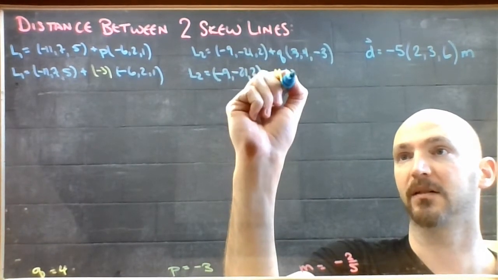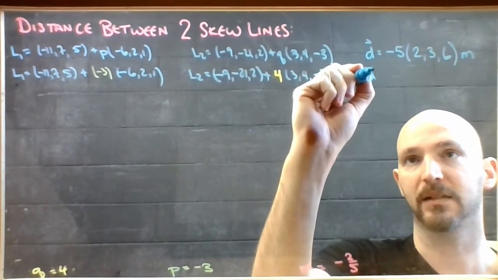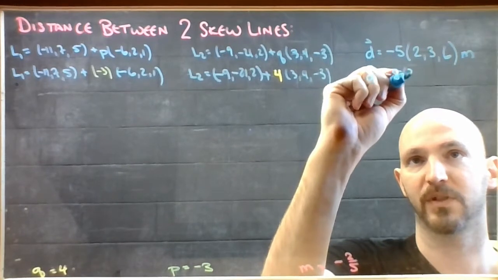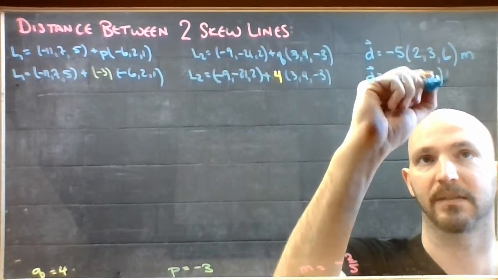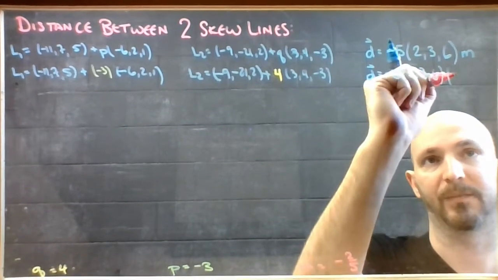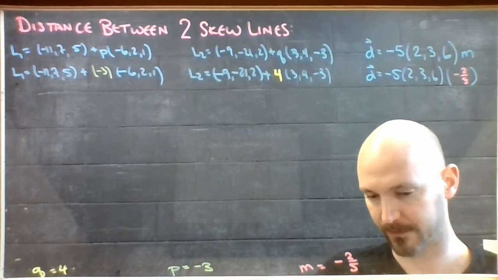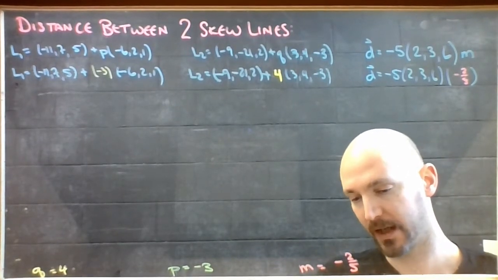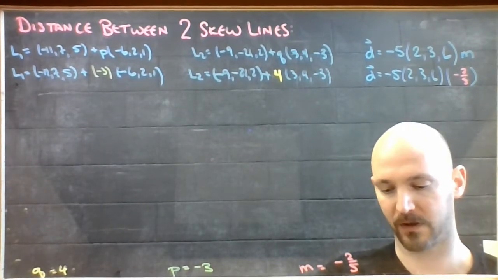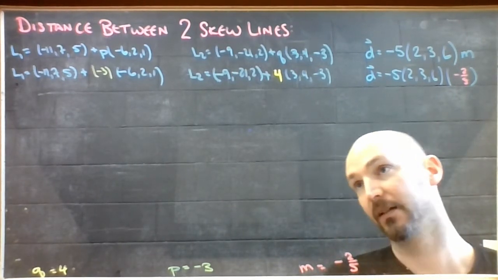Times 3, 4, -3. And D is -5, 2, 3, 6. And my M value is -2/5. Okay, so I'm just going to go through and work out all the additions and scalar multiplications here and see what we have.